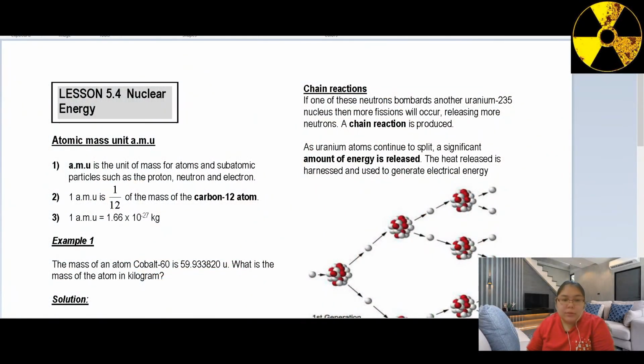Hello everyone, see you again. Now we go to 5.4, the second last subtopic of chapter 5. This one is nuclear energy. So today I will continue our lesson. Hopefully you are ready for this topic. Okay, let me start.